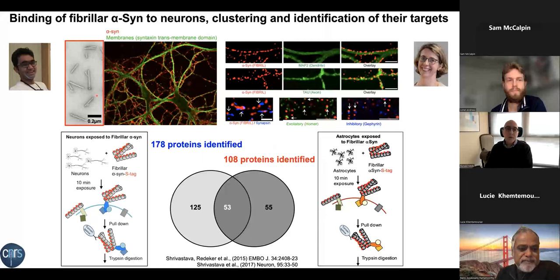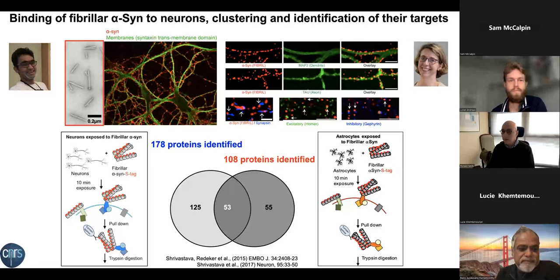Amulya Srivastava, a very talented postdoc in my lab, next asked what they are binding to in neurons. So he did STORM imaging, and you can see here that the fibrils bind to dendrites, to axons. They bind to synapses, both excitatory and inhibitory synapses.